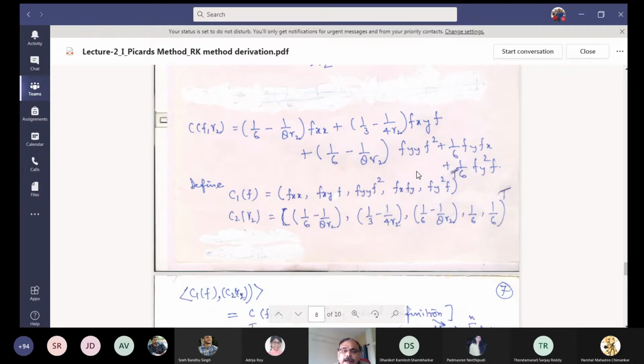And then the gamma 2 part I have written separately. The Fxx coefficient I have written in C2 gamma 2 as the first component. The second term's coefficient in terms of gamma 2, I have written as the second component. Similarly, the third and fourth and all these are written, and these are transposed, meaning it is a column vector. C1F is a column vector just like your X. C2 gamma 2 is also a column vector just like your Y. Is this clear to everybody?